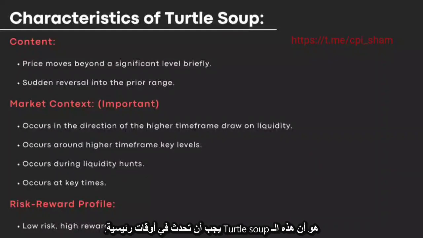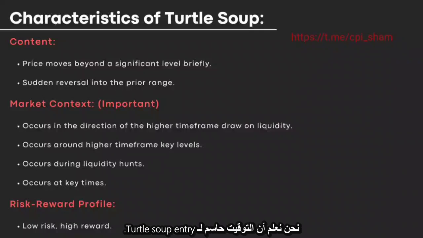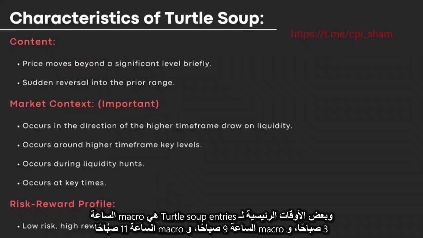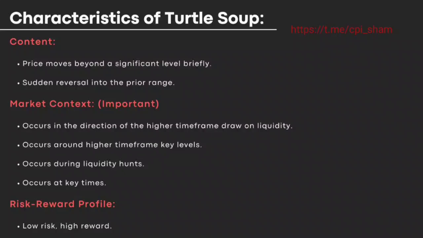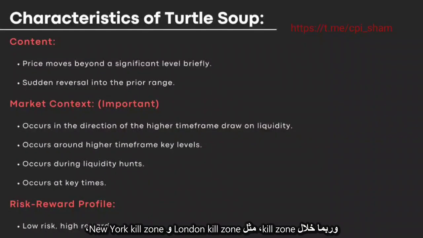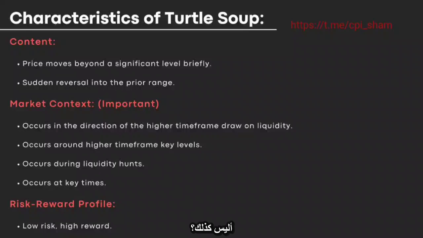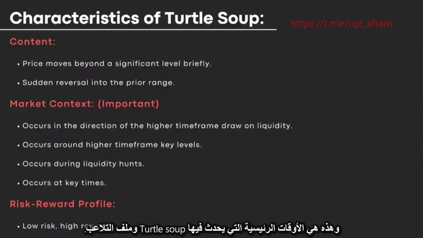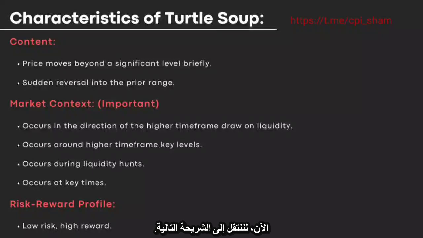And then last but not least, the most important aspect that you must consider and look for is that these turtle soups must happen at key times, right? We know that timing is critical for turtle soup entries, right? And some of the key times for turtle soup entries are the 3 a.m. macro, the 9 a.m. macro, the 11 a.m. macro, and maybe during kill zones such as the London kill zone and New York kill zone, right? These are key times at which turtle soup and manipulation profiles happen.